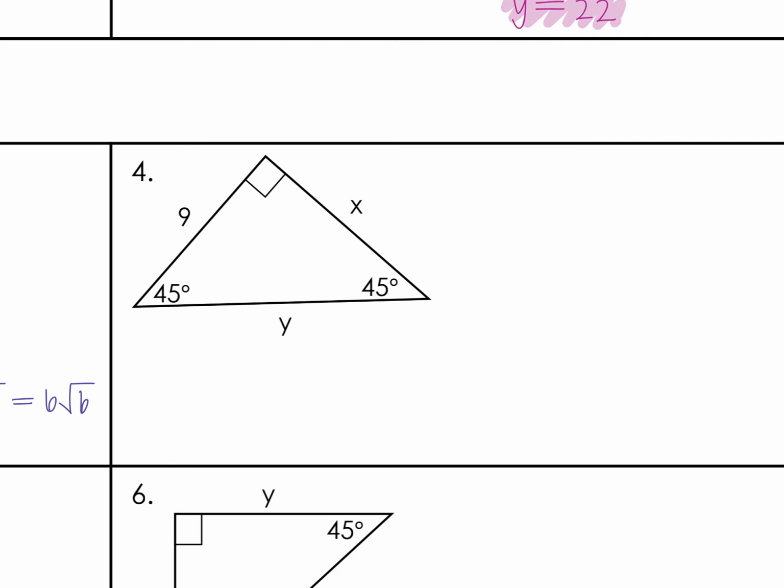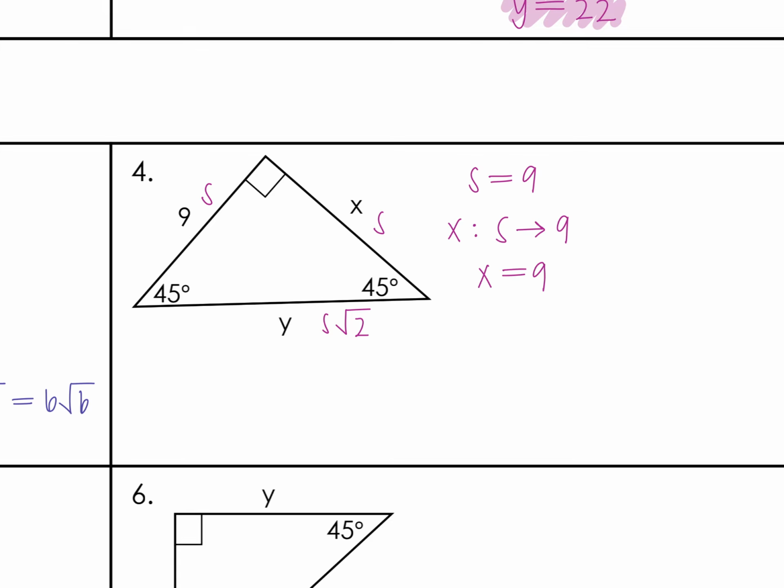Okay, so in number 4 here, I see 45, 45, 90. So I'm going to label, we've got my s, s, and s root 2. Okay, so we have a pretty easy one here. We've got that my s is equal to 9. And since my x has that ratio of s, we can say that that is going to be 9.